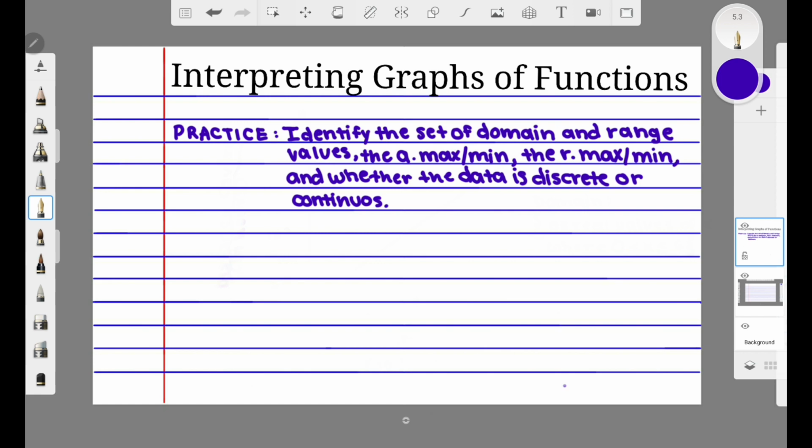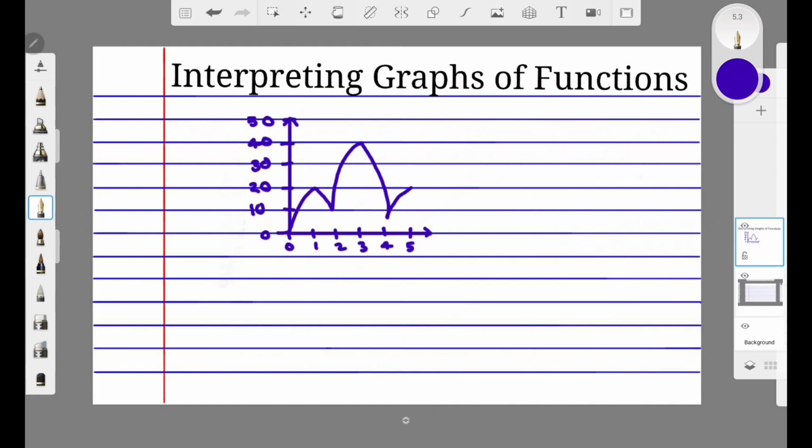Now for practice, I will be giving you a graph, and from that graph, you're going to identify the set of domain and range values first. Then you're going to identify the absolute maximum and minimum, and the relative maximum and minimum. And then lastly, decide whether the data is discrete or continuous. For the domain and range values, if you're having trouble, go rewatch our previous video that covers domain and range more in depth. Pause the video now, copy down a graph that looks similar to this one on the screen, and then complete the practice.